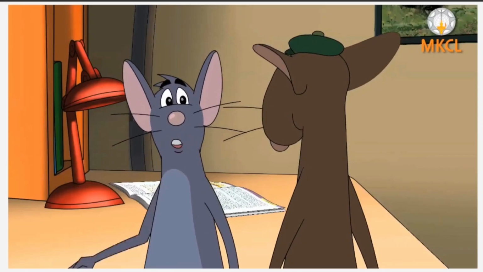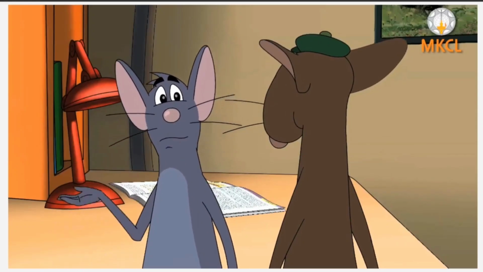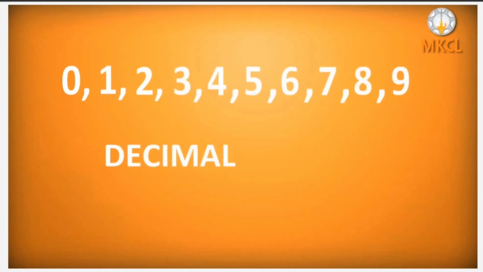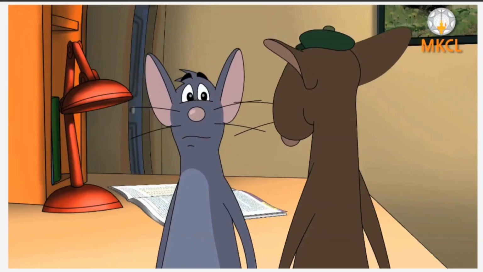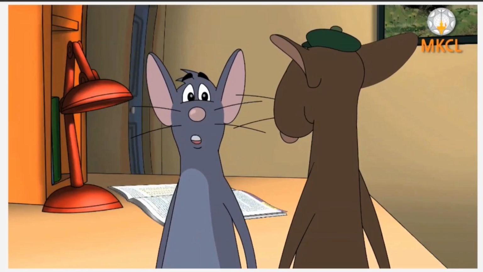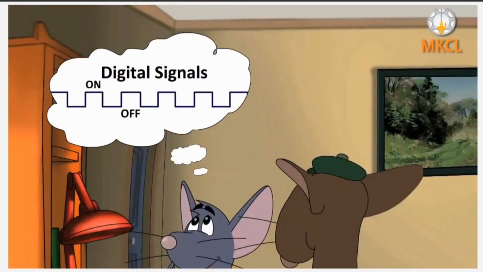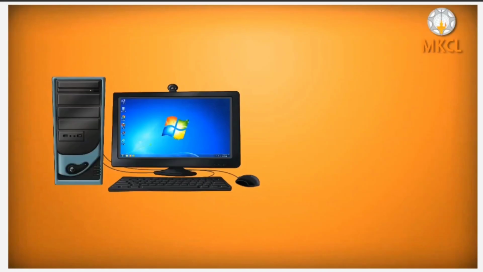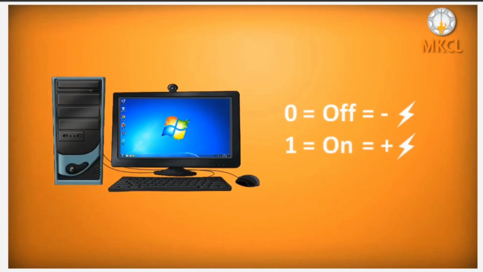But Tiri, they only use the numbers 0 and 1. Why not all numbers? See, Miri, the numbers 0, 1, 2 up to 9 represent the decimal system. There are 10 distinctive values in the system. But as we saw earlier, the computer only understands on and off. Exactly, Miri. So the computer only understands 0 equals off or no charge, and 1 equals on or positive charge.